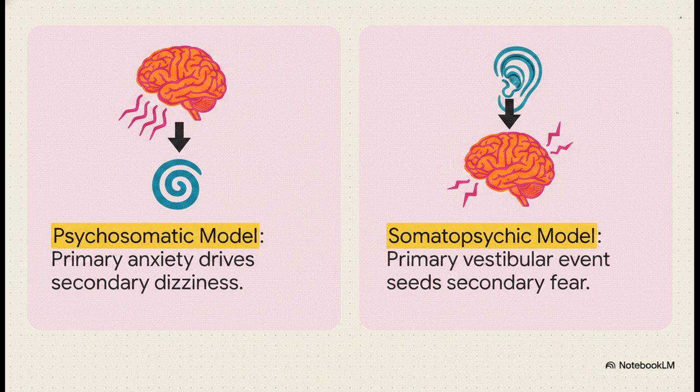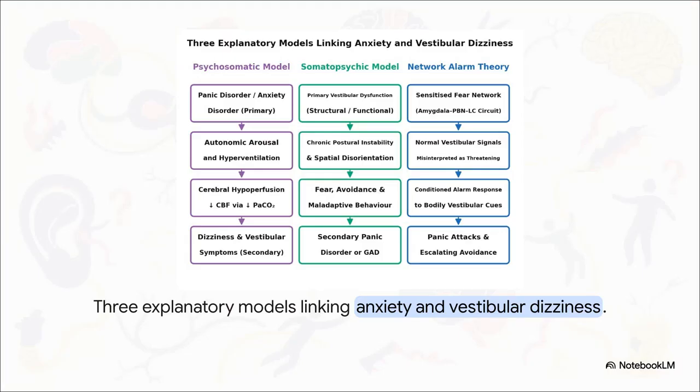On the flip side, we have the somatopsychic model. This is where a primary, very real, physical vestibular event, like an acute bout of vestibular neuritis, plants a seed for a secondary fear and avoidance response. And that response sticks around, way after the original structural issue has resolved. These complementary models essentially operate as parallel pathways. And the kicker is, they all converge on the exact same endpoint: conscious dizziness and spatial disorientation. Whether the origin story is primary anxiety, primary vestibular dysfunction, or a sensitized network, the clinical presentations heavily overlap. Identifying which of these pathways is dominant, that is absolutely crucial for guiding your therapy.